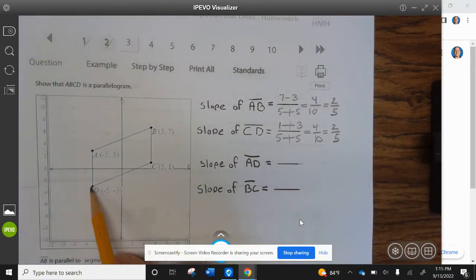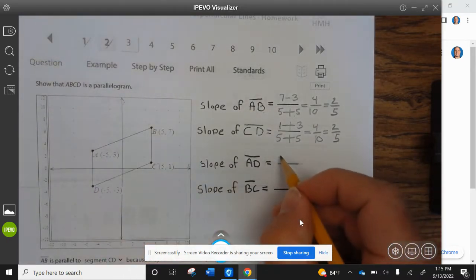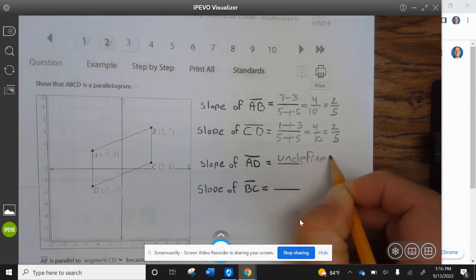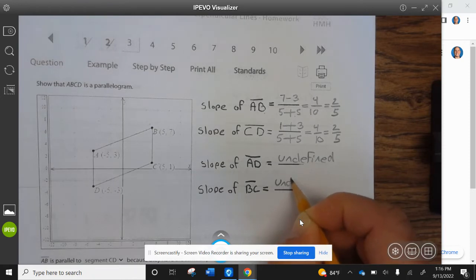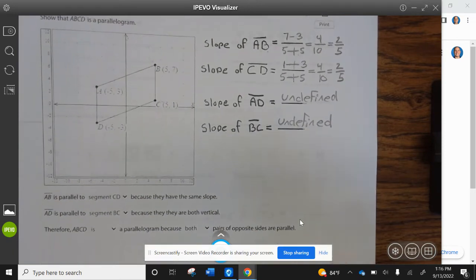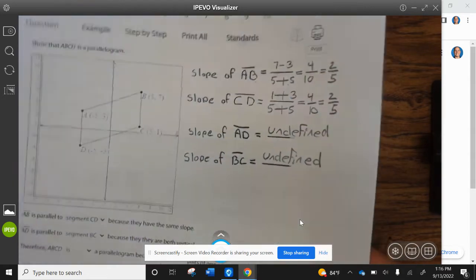Okay, now if the lines are vertical, the slope is undefined. So the slope of AD and BC is undefined. Okay, so AB is parallel to segment CD because they have the same slope. AD is parallel to segment BC because they are both vertical. Therefore, ABCD is a parallelogram because both pairs of opposite sides are parallel. Let's take a look at the next example.